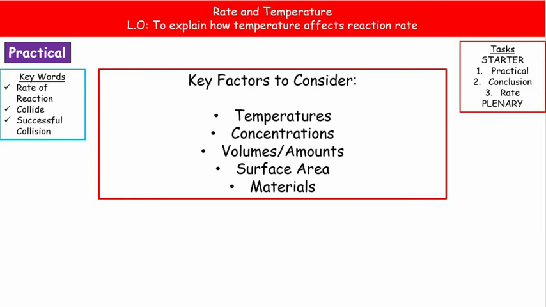When it comes to any of these questions where they're asking you what variables or factors you need to control in an investigation, there's kind of 5 key things to consider. Temperatures, concentrations, the volumes or amounts, the surface area, and the materials. So if you get asked a question about what factors or variables should we control in order to make this experiment produce accurate results, then think about those 5 headings and apply it to whatever context they've given you. So I'll leave this up for about 30 seconds so you can jot those few down.